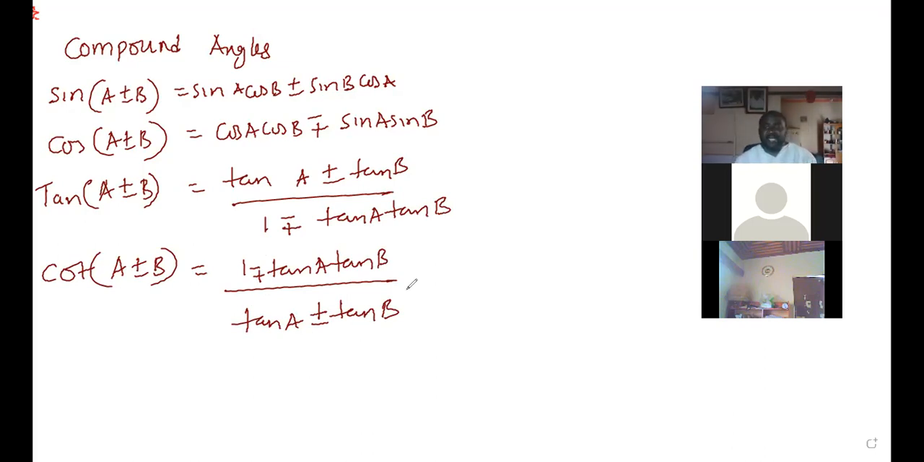If we discussed that last time, we can now borrow this information and be in position to solve as many numbers concerning compound angles as possible. Let's have a look at an example here.